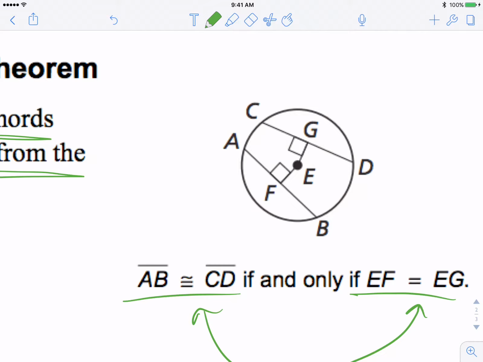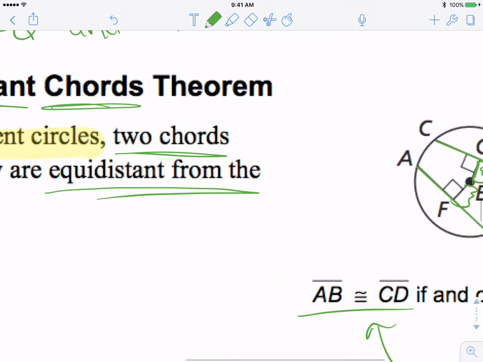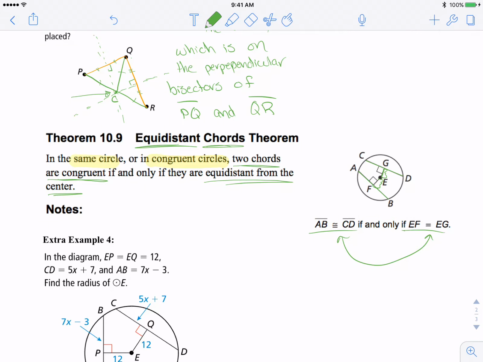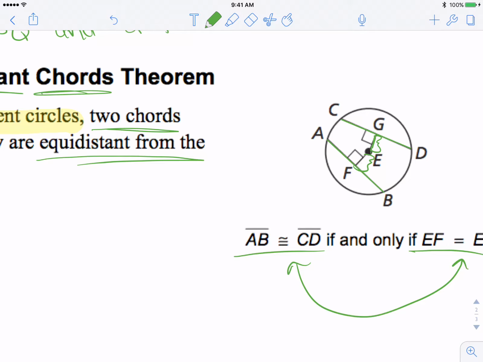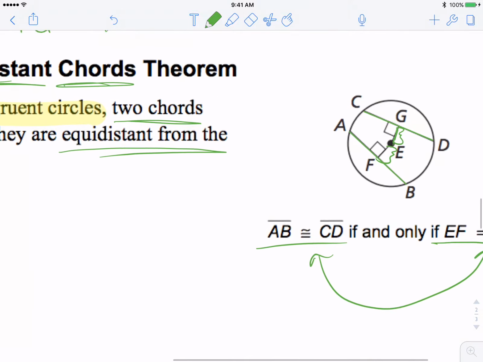So here I know this chord, C to D, and A to B, are congruent if and only if their distances, that perpendicular distance, if this distance and this distance are the same. Okay? So they have to be that perpendicular distance from the center.